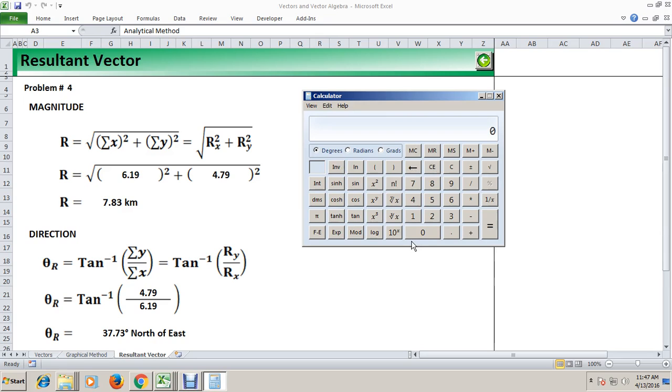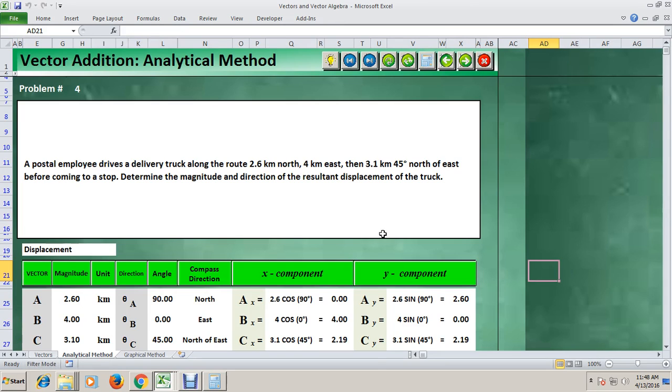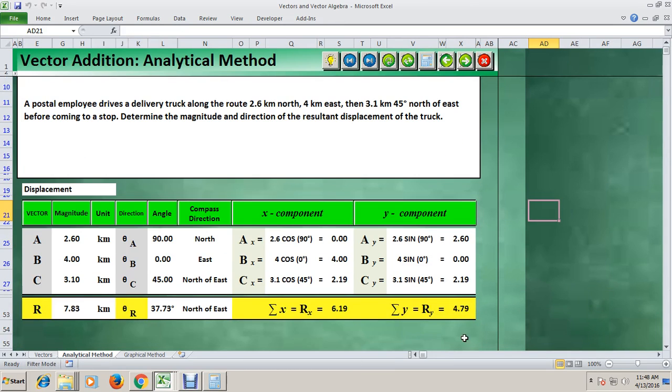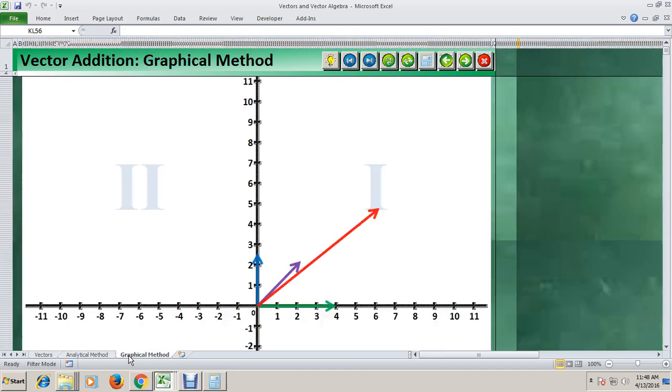Okay, so again, 4.79 divided by 6.19, inverse tangent. So the result is 37.73 degrees. And again, north of east is located on the first quadrant. Since the results for 6.19 and 4.79 both yield a positive sense of direction, positive 6.19, positive 4.79, therefore the resultant vector is expected to be located on the first quadrant, as we see here graphically.